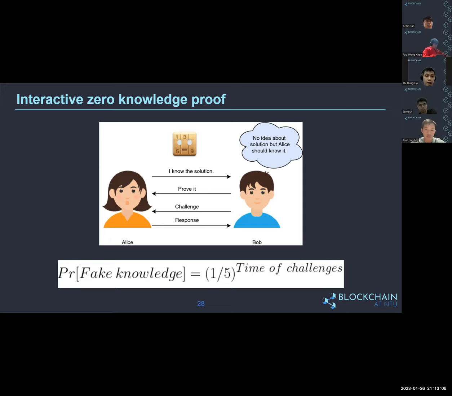If Alice picks the correct ball, then Bob can be sure that Alice actually knows some information about the ball which is not available to him, since he's colorblind. If they go on testing Alice's knowledge about color, the probability of fake knowledge will be 0.2 to the power of the number of challenges. Say after 50 or 100 times, Bob can verify that Alice knows something about colors, but Bob has no idea about the colors, as he is colorblind all the time. So that is an interactive ZK knowledge proof.